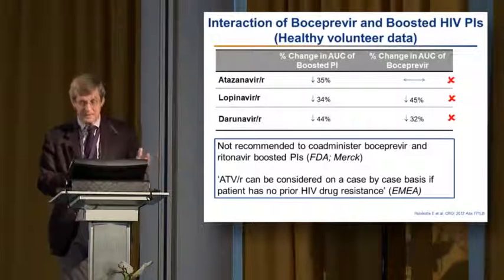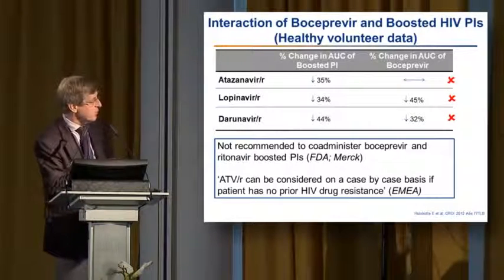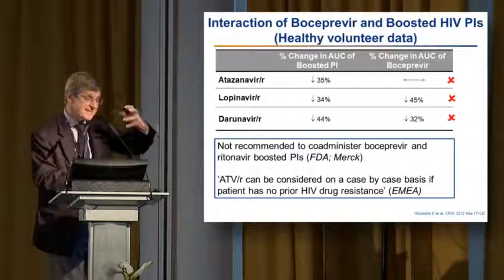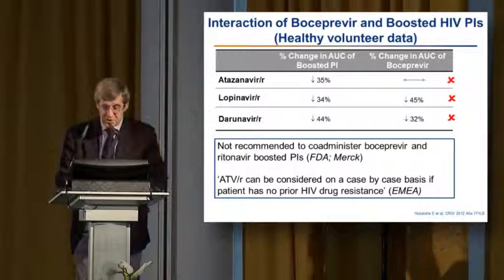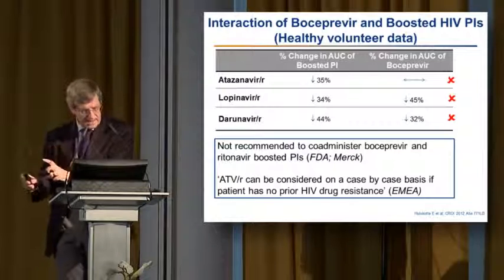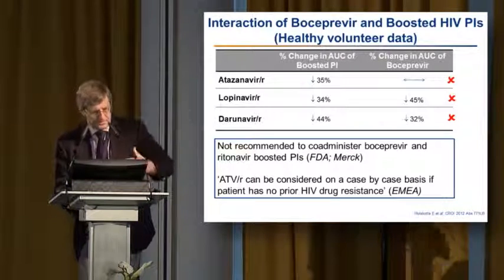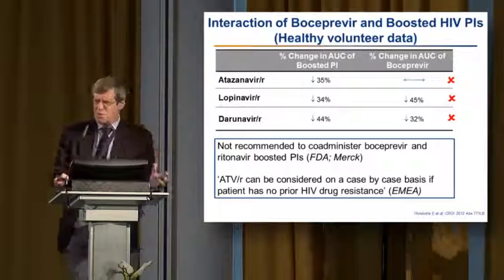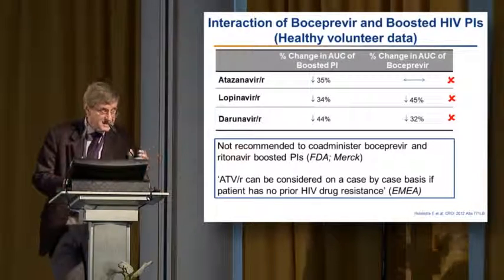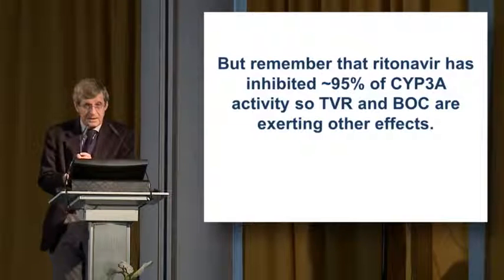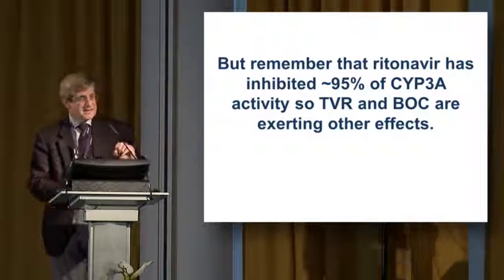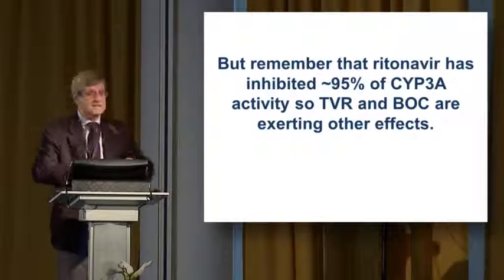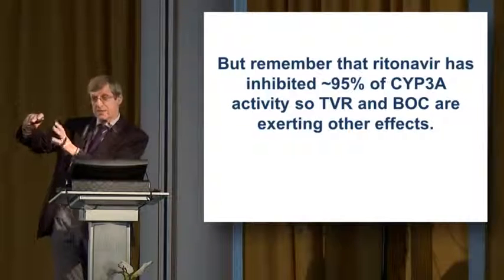The same with boceprevir. Each time the HIV drug went down in terms of its concentration, 30%, 40%, and also the boceprevir went down. And so the recommendation from the FDA and the EMEA was that this would not be recommended, apart from atazanavir, ritonavir, on a case-by-case basis. So we have complicated interactions which are difficult to completely understand mechanistically. The only thing that I want to point out is that in these subjects, ritonavir has already inhibited the key enzyme, cytochrome P450 3A. That's what it's doing.